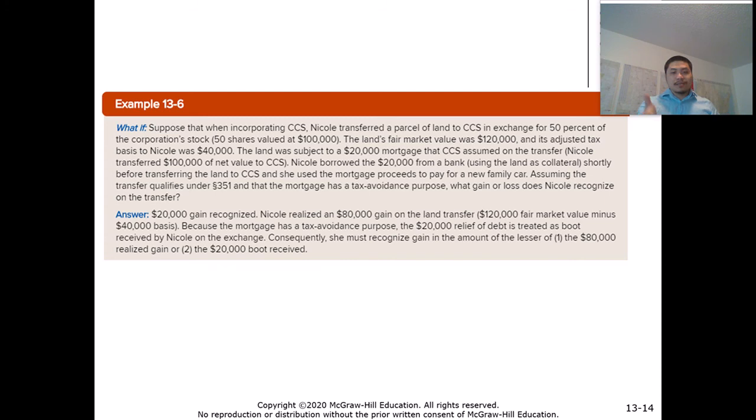And so in this case, it has both elements, right? It has a tax avoidance purpose, and also she used the loan to buy a car, right? So it has a personal purpose anyway.